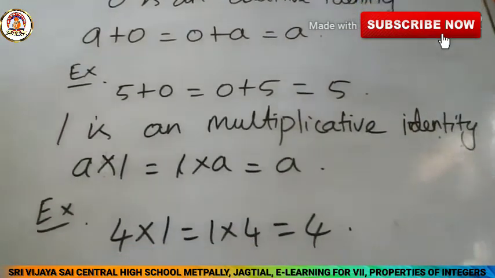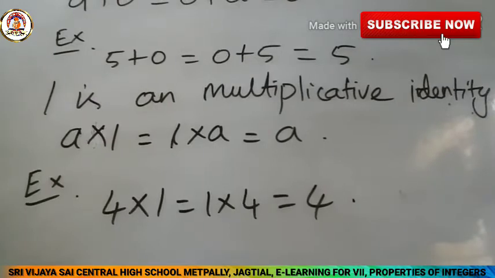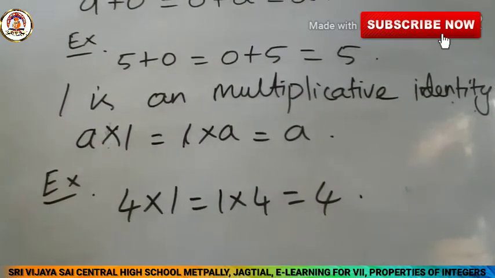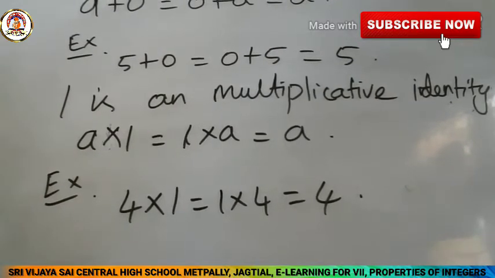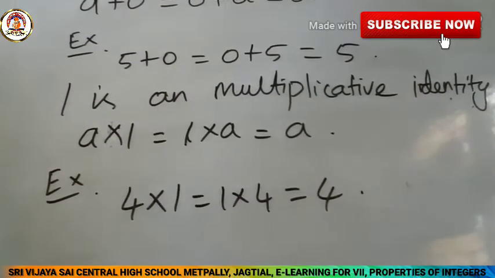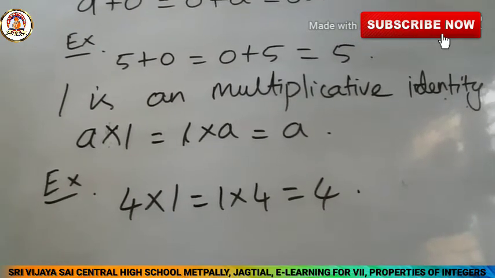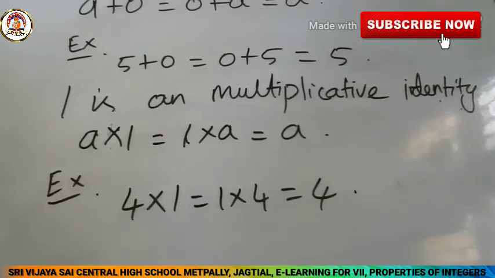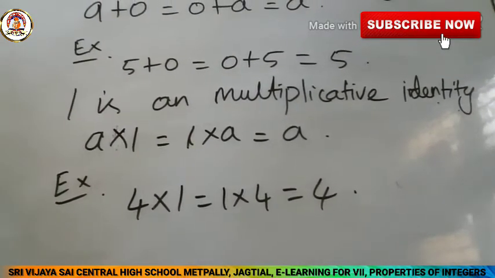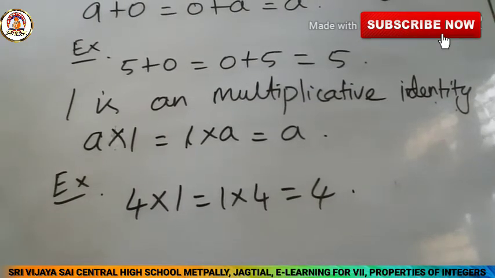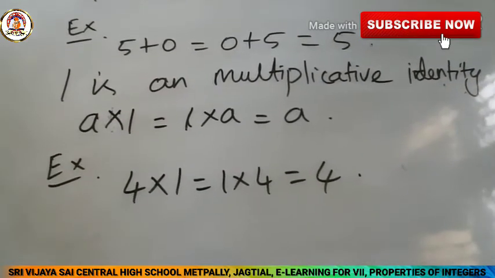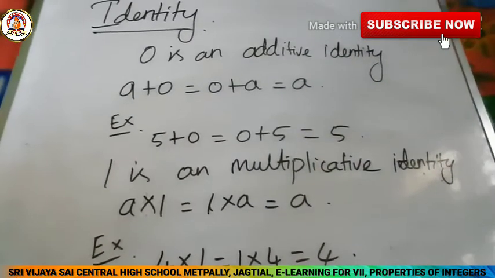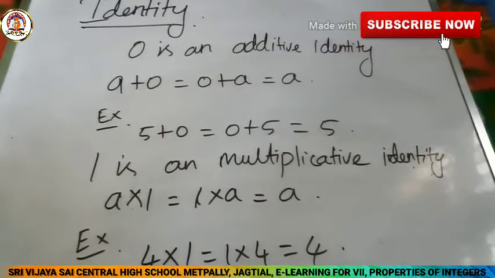Next one is the multiplicative identity. The multiplicative identity is 1. So a cross 1 and 1 cross a, when you do this, you get a only. I'm taking 4. Whatever number you take, maybe -4 or a positive integer, it will give the same number. That is the multiplicative identity. There is no identity for subtraction as well as division. We only have the additive identity and the multiplicative identity.